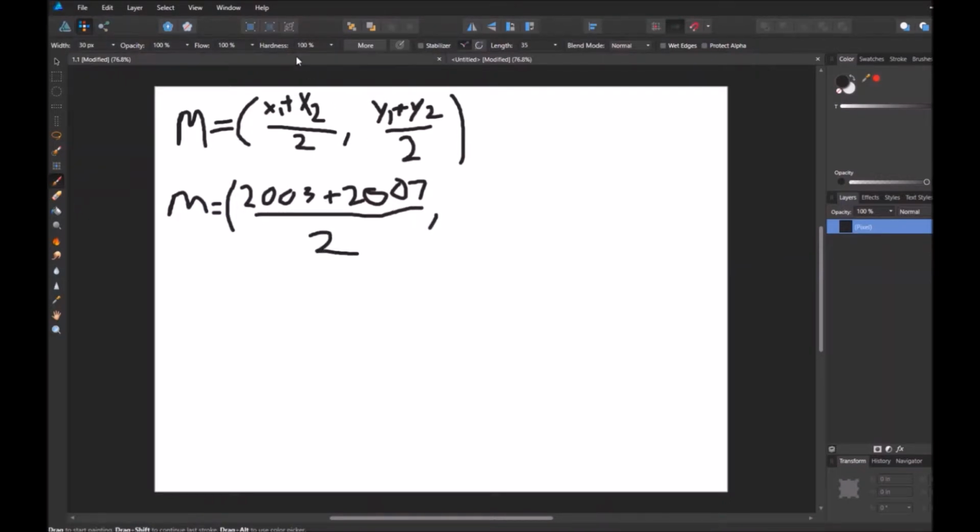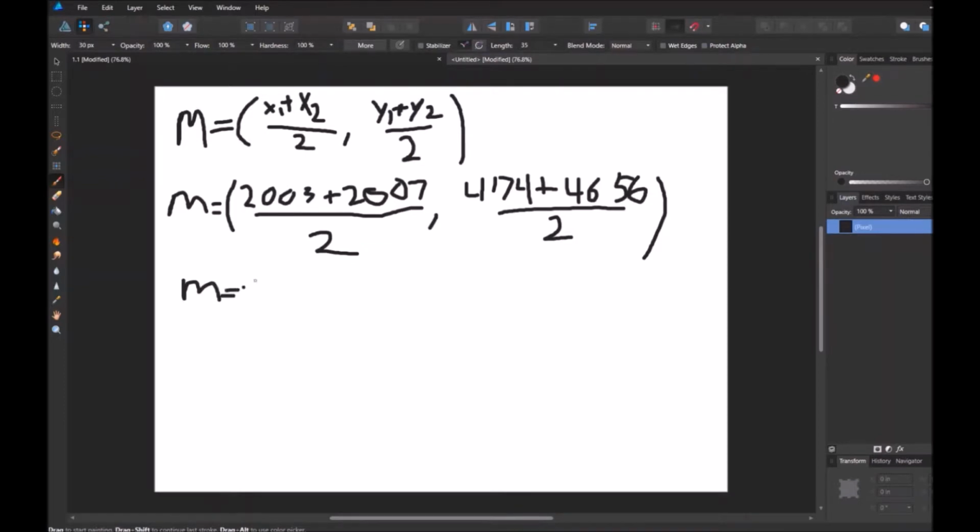And then for our y value, we're going to write down 4,174 plus 4,656, and then that's, of course, going to be over 2 as well. So 2003 plus 2007 will give us 4,010, and that's going to be over 2. And then 4,174 plus 4,656 is going to give us 8,830.